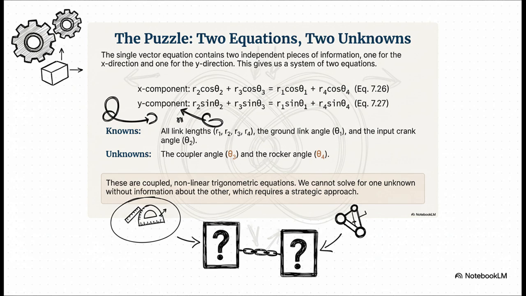So the whole game now is to figure out the two unknowns, the coupler's angle, theta 3, and the rocker's angle, theta 4. But here's the catch. These equations are all tangled up. You can't solve for one without knowing the other. It's a classic chicken and egg problem, and cracking it is going to take a pretty clever strategy.